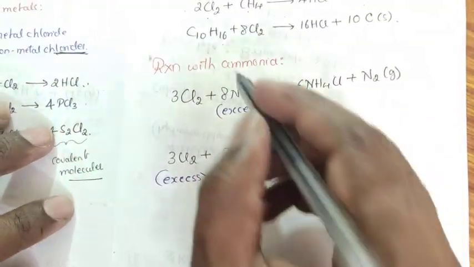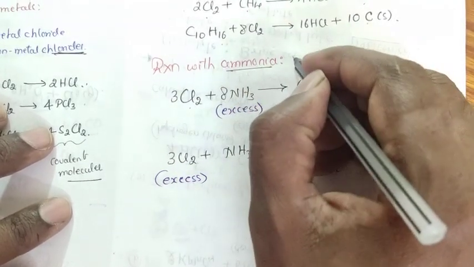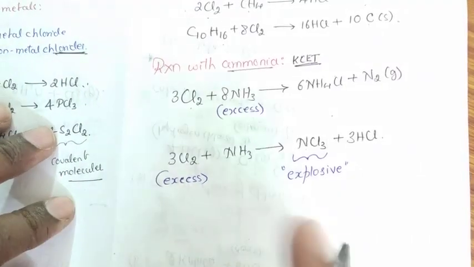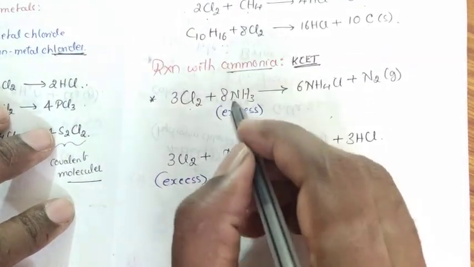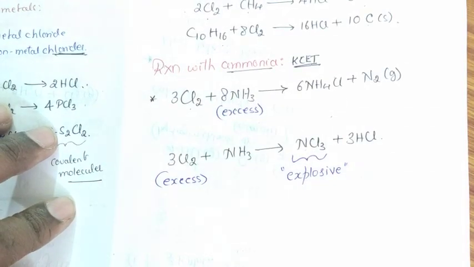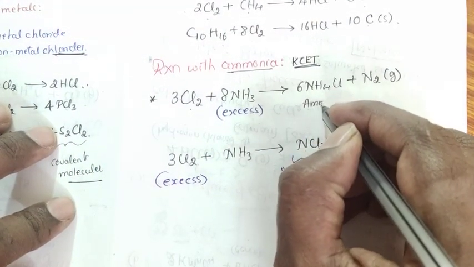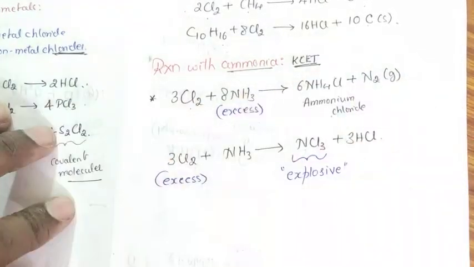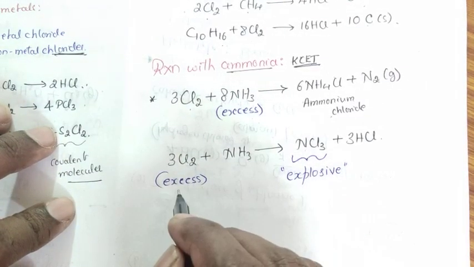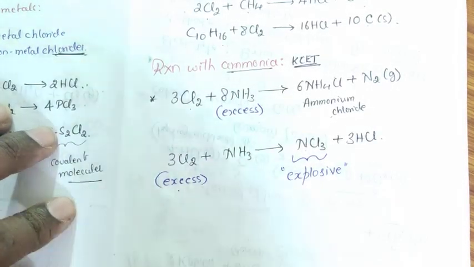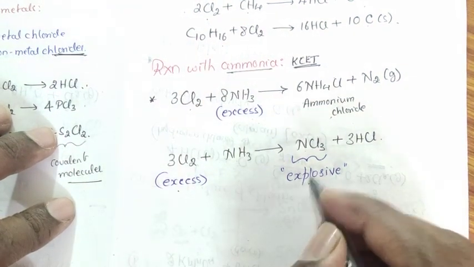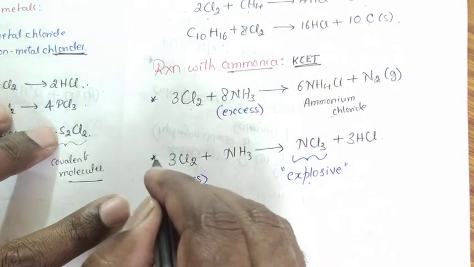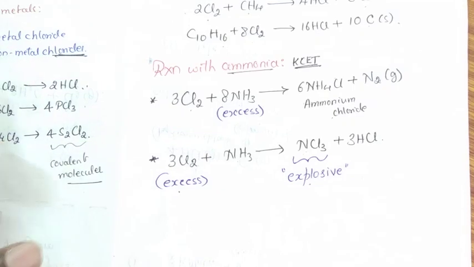Coming to the reaction with ammonia. It is very important for your KSET as well as your 12th level examination. When chlorine molecule is made to react with excess of ammonia, then the major product will be ammonium chloride, with the liberation of nitrogen. But when excess of chlorine is made to react with a limited supply of ammonia, then the major product will be a highly explosive compound, nitrogen trichloride. So this plays a very important role in your 12th exam as well as KSET.